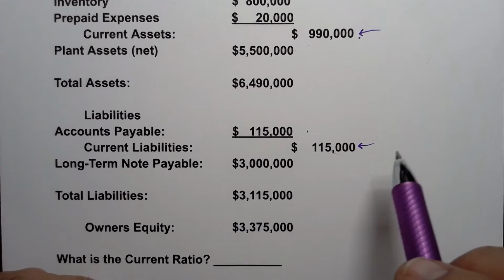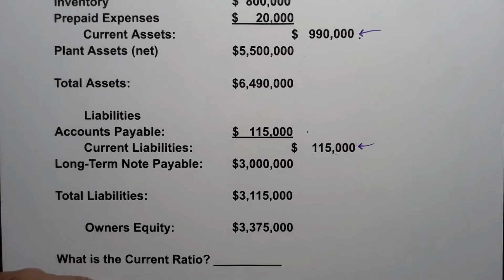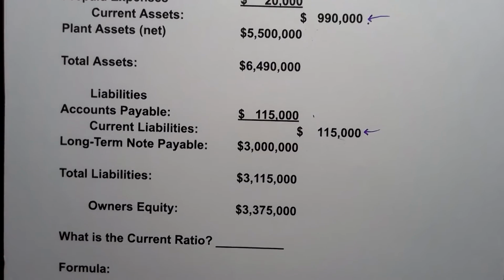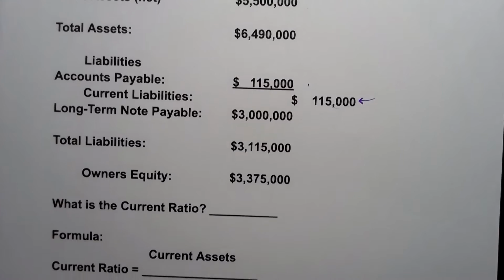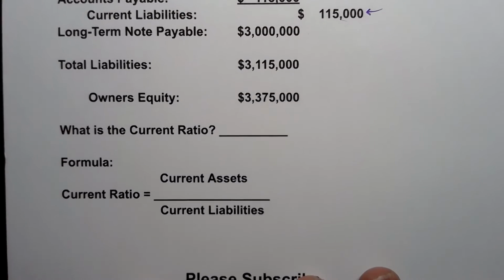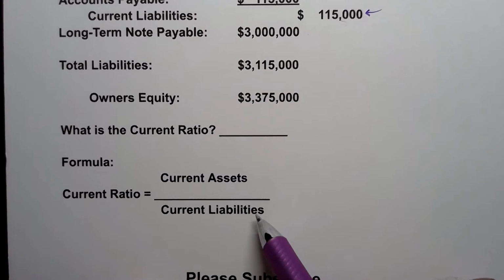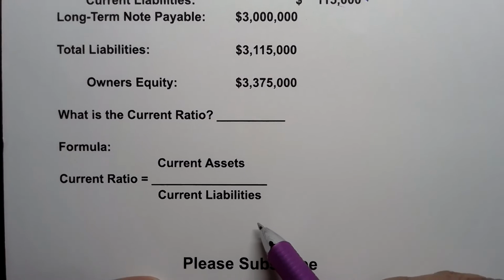We're not going to concern ourselves with owner's equity for this calculation. We only need the current assets and the current liabilities. And as I mentioned to you, our formula for that is current assets divided by current liabilities.